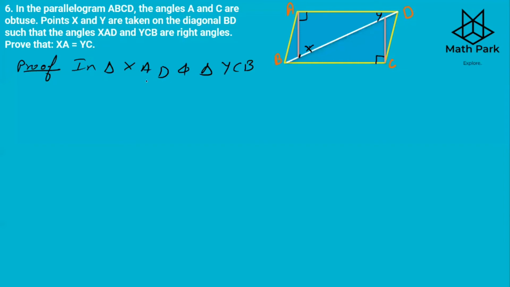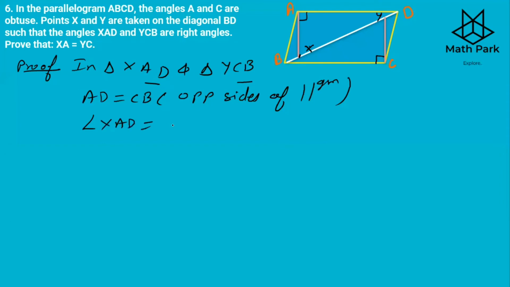So what is clearly known to you? AD is equal to CB, correct? Why is AD equal to CB? Because these are opposite sides of a parallelogram. Opposite sides of a parallelogram are always equal. Okay. So this one thing we got. Next we have angle XAD is equal to angle YCB is equal to 90 degrees. This is given to you. Correct.